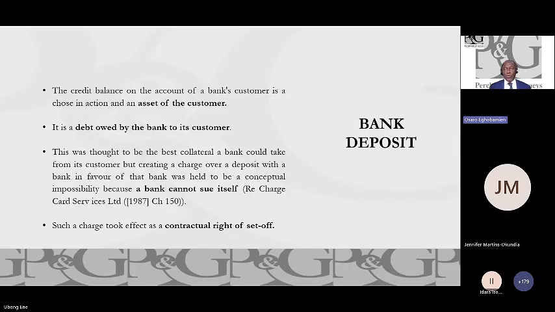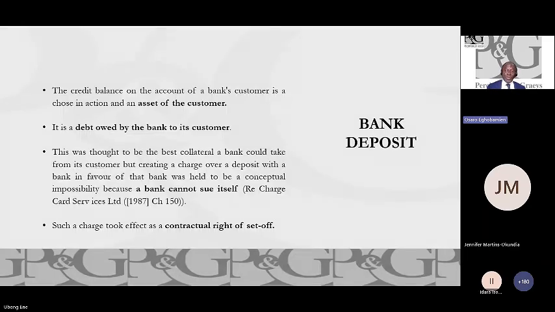If you recall, we said a charge is an equitable right. Therefore, the only way in which you can actually actualize that charge is by appointing a receiver. How can a bank appoint a receiver to act over an account which belongs to itself? So you are going to have the bank suing itself to actualize that debt. It's just impossible. So I think it was Brightman who said that that was a conceptual impossibility.